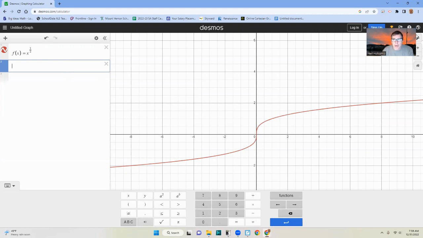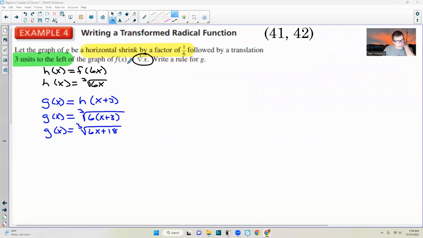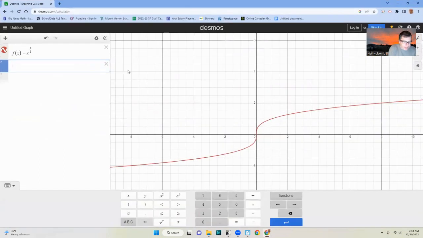Okay, so now let me go back. What else was I going to do? So that is the parent function. And now I'm going to do h of x, which is the cubed root of 6x. Go back to Desmos. I'm going to call it h of x. And that's going to equal the cubed root of 6x.